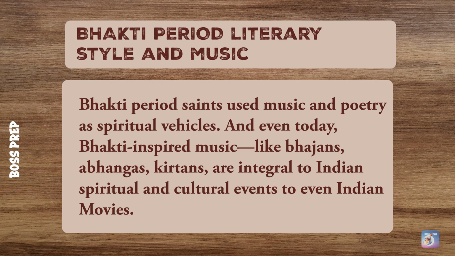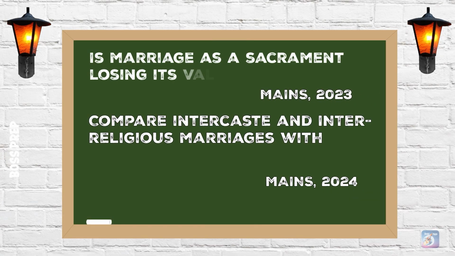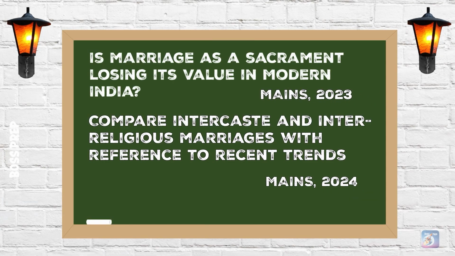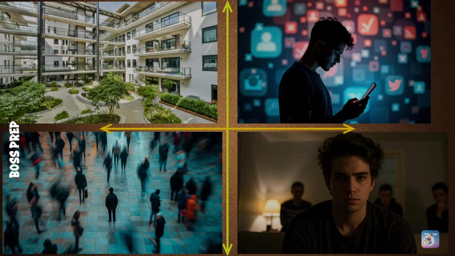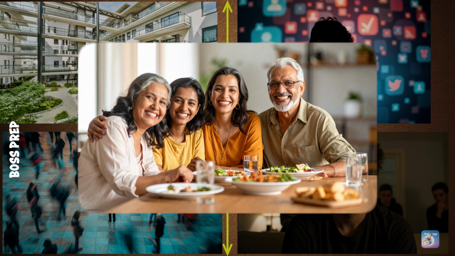questions were included. In 2023, a GS-1 question asked, is marriage as a sacrament losing its value in modern India? In 2024, another GS-1 question asked, compare inter-caste and inter-religious marriages with reference to recent trends. These questions test whether you can apply historical concepts to contemporary analysis, not just recall historical facts, and also give present-day facts, for example more women empowerment, better financial and education levels, and health parameters. Along with some negatives of today's times, with lack of community living and socialization due to gadgets and technology, leading to people becoming more socially isolated.